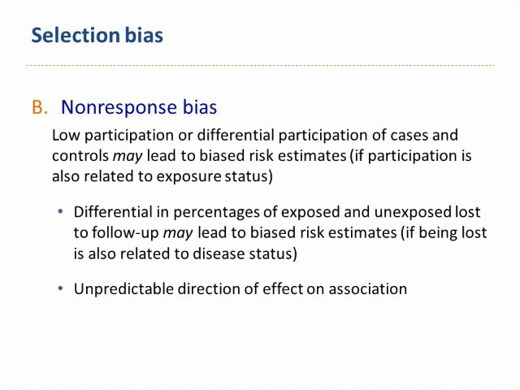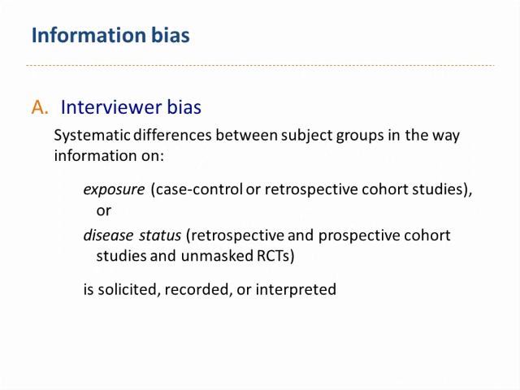Unfortunately, this usually leads to an unpredictable direction of effect on the measure of association, and therefore it's critically important to make every effort to reduce non-response bias, both in the selection of cases and controls and to ensure complete follow-up of subjects in a cohort study or a randomized trial, to minimize the effect of selection bias due to non-response. The next category of bias to be discussed here is information bias.